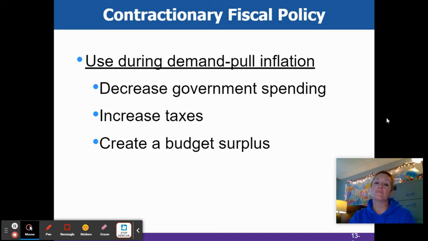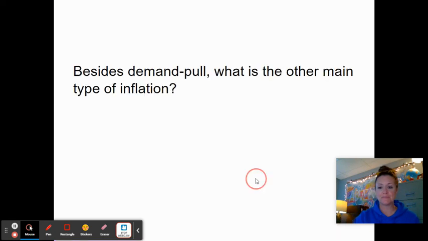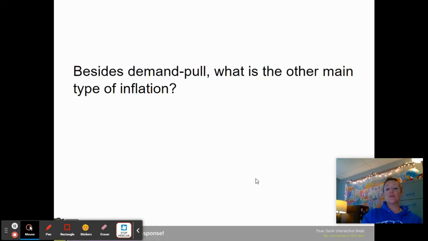Unlike expansionary fiscal policy, contractionary fiscal policy results in a budget surplus. So then the government has money left over at the end of the year. They can take that and use it to pay off debt. Again, that's taking money out of the economy, so that lowers the inflationary pressures. So then, next review question: besides demand pull, what is the other type of inflation?